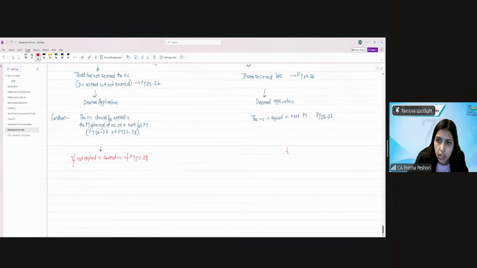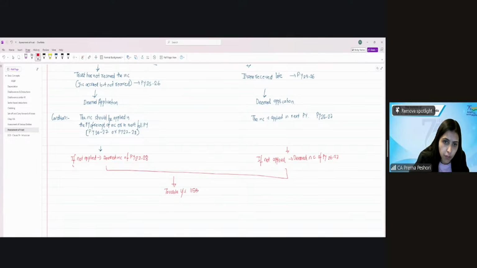So if not applied, then this will be my deemed income of previous year 26-27. And this shall be taxable under section 115BBI. We'll have a look at it. Clear? Yes or no? Yes, clear.